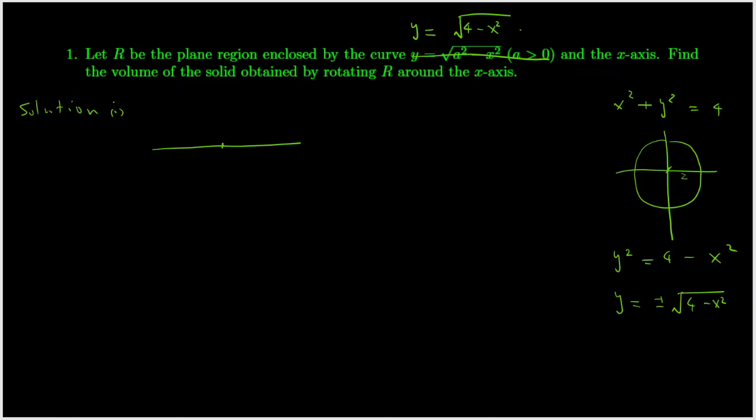Centered at the origin. I'm not going to draw the y-axis. That point has x-coordinate of 0, with the radius of 2. So let's say 2 is here. On the other side, you also have a negative 2. The graph of that function is the upper half of the circle. I'll try to make it a little better. Illustration only. I was trying to draw a circle.